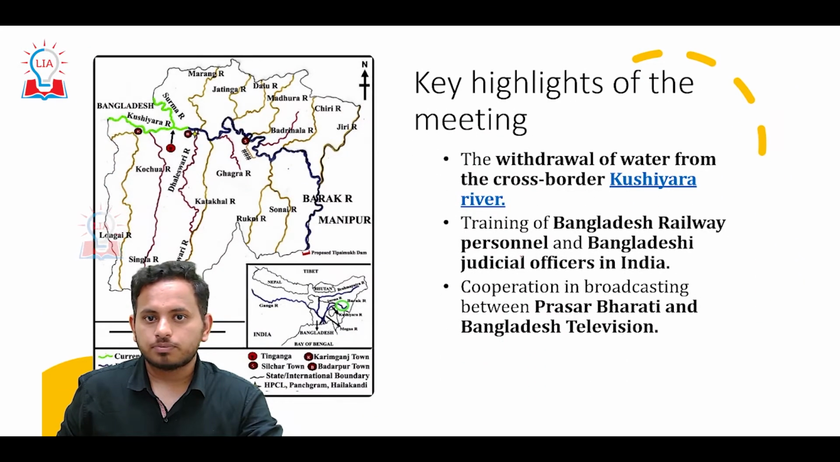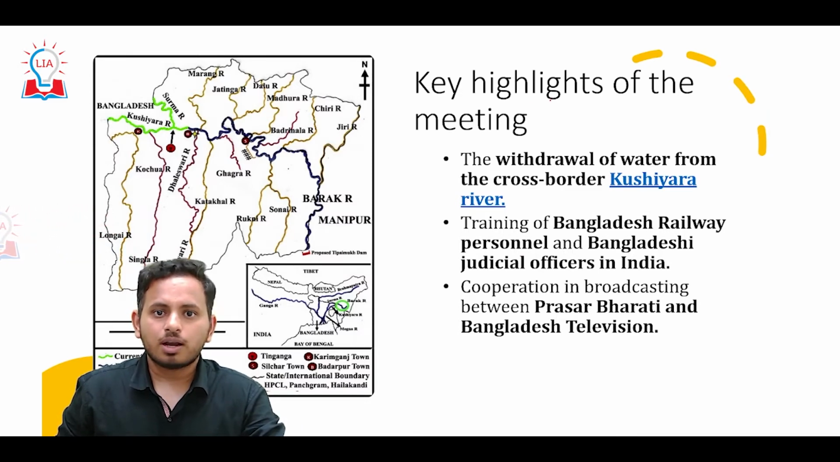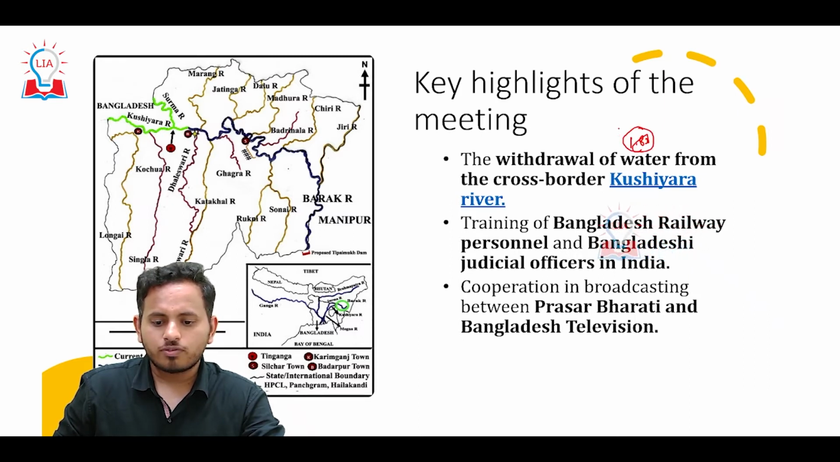Very important. So as the Indian and the Bangladeshi Prime Ministers met recently, we will have to analyze what the key agreements were that were signed and what are the fields in which the two countries are cooperating. The first one that was signed, and a very important one, is the withdrawal of 1.82 cusecs of water from the Kushiara River.